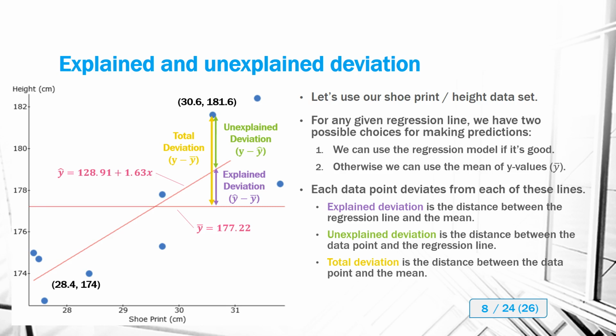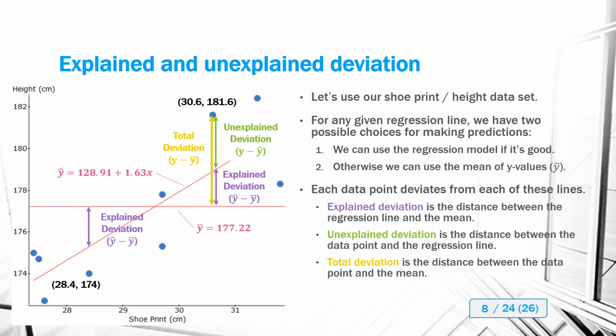Let's look at another data point towards the bottom. So the data point that we just looked at is above the regression line. Now let's look at a point that's below the regression line. Do these definitions still hold? The answer is yes. The explained deviation is the distance between the regression line and the mean.